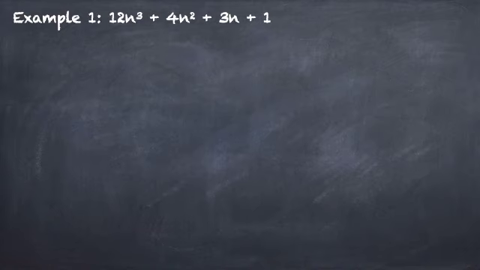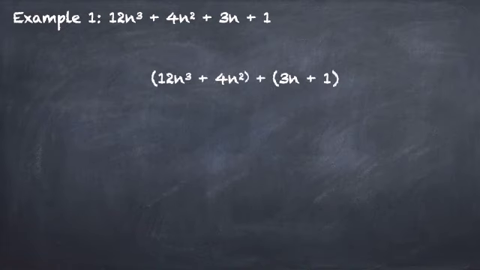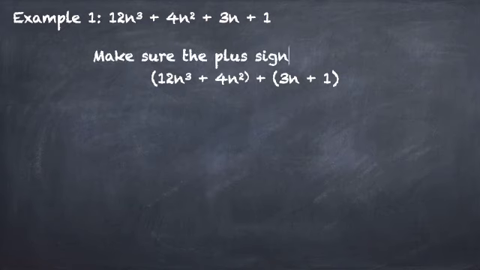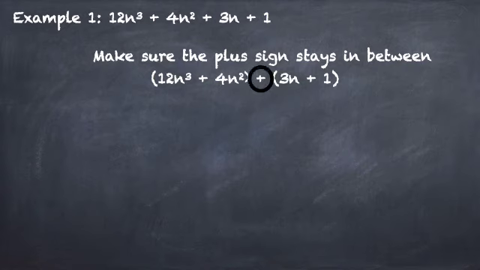So we have 12n cubed plus 4n squared plus 3n plus 1. First step, split it into two groups, like so: 12n cubed plus 4n squared, parentheses, plus, parentheses, 3n plus 1. Notice that 3n is positive. If there would have been a minus sign, it would have been negative, and we still would have put a plus in the middle. We'll do a negative one in a minute. So make sure the plus sign stays in between. That sign right there needs to be there for this to work.